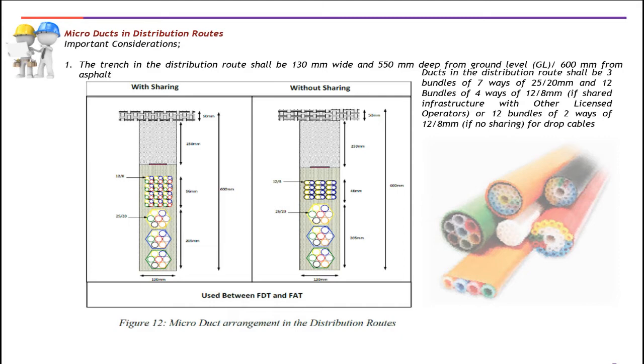Okay, so remember that if you have a 12 bundle of two-way of 12/8 mm drop ducts, the height of this bundle will be 48 mm. Okay, so if you have a 12 bundle of four-way of 12/8 mm drop ducts, the height will be 96 mm, while three bundles of seven-way 25/20 main ducts, the height will be 205 mm.